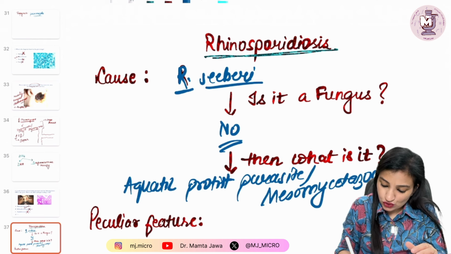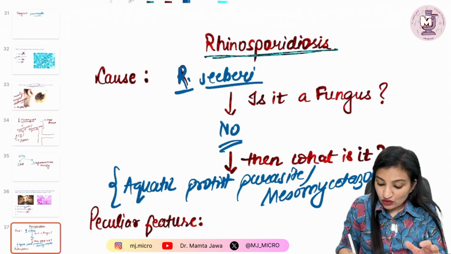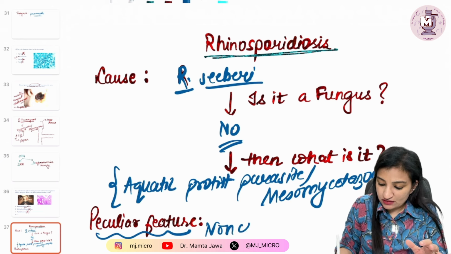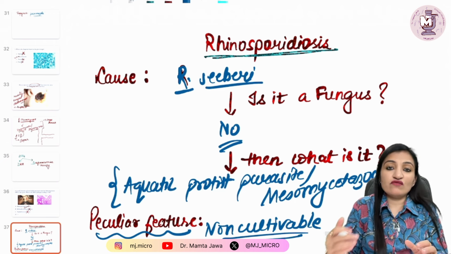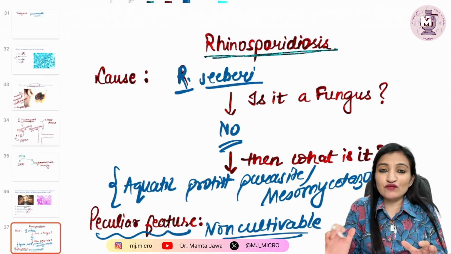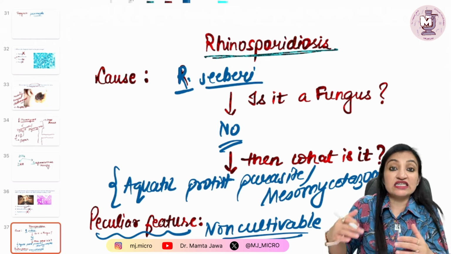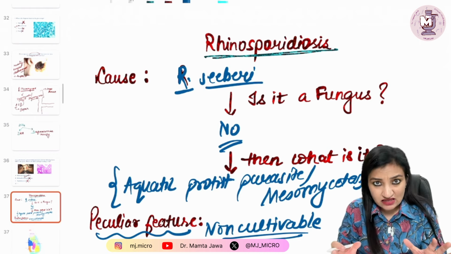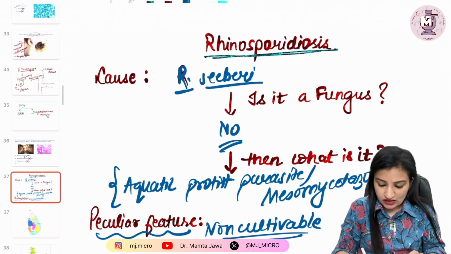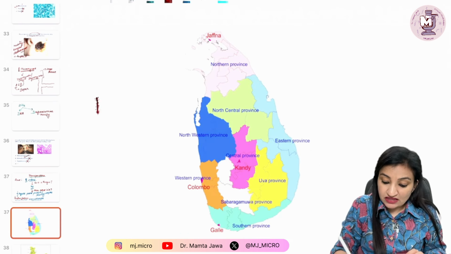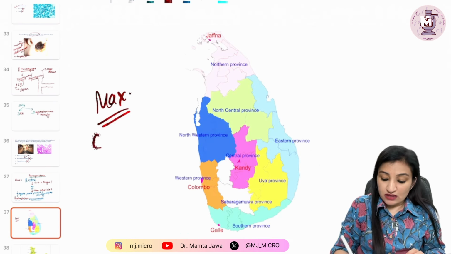Rhinosporidium seeberi. This MCQ also used to be asked a few years back. Now, what is the peculiar feature of this organism? It is non-cultivable. An old question on this organism is that which of the following fungi are non-cultivable? It was asked in the era when it was deemed as a fungus. So this organism, let's not call it a fungus anymore. This organism is non-cultivable.